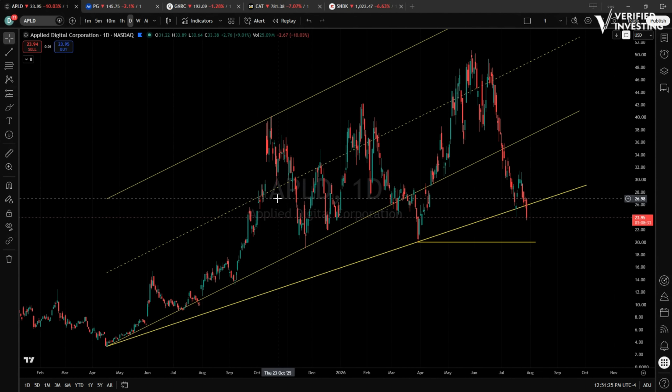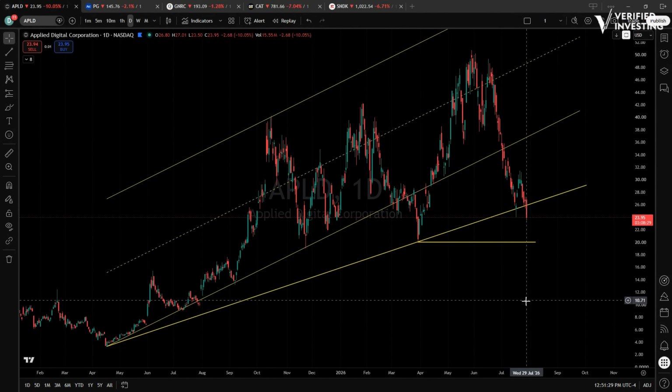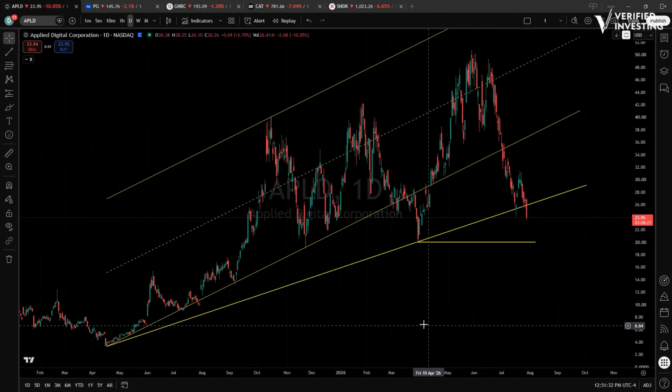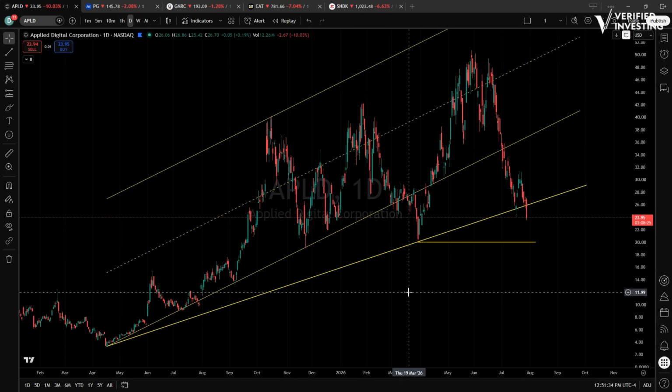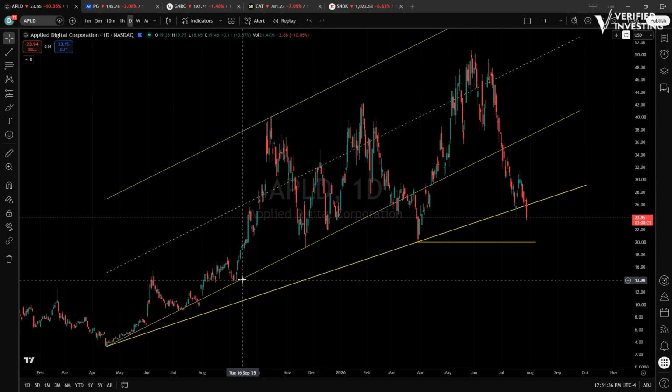First up, we got this stock called APLD, Applied Digital Corporation, reported earnings most recently a couple days ago. And I'm going to bring your attention to a couple patterns that we've got going on this chart. First, I want to point out this inclining parallel channel. All right, that was the main pattern for this chart.